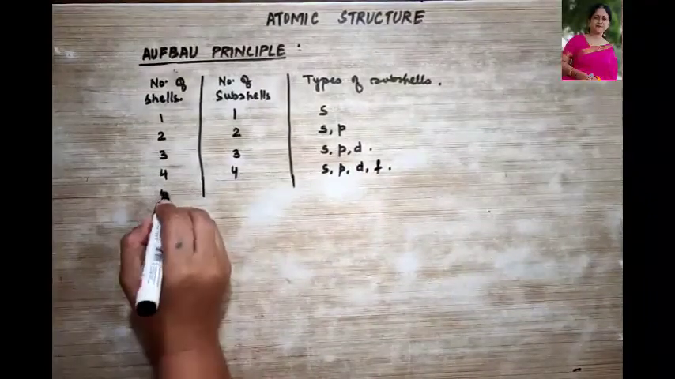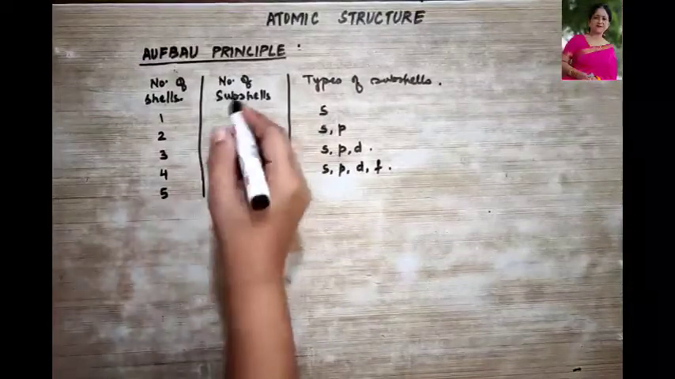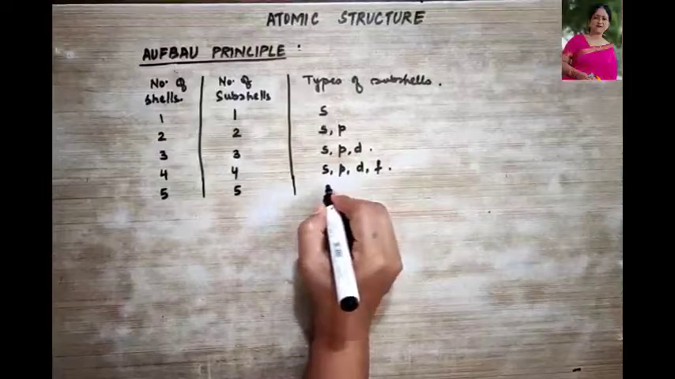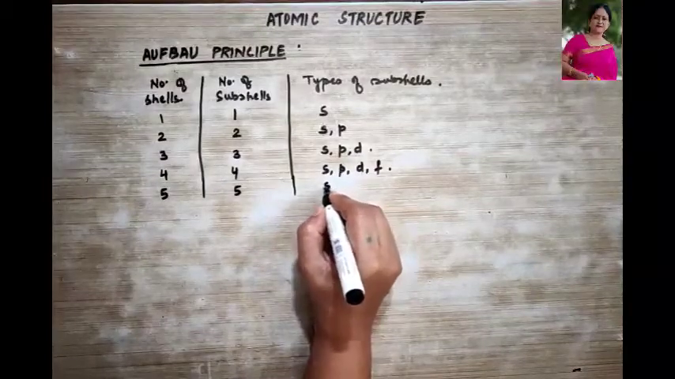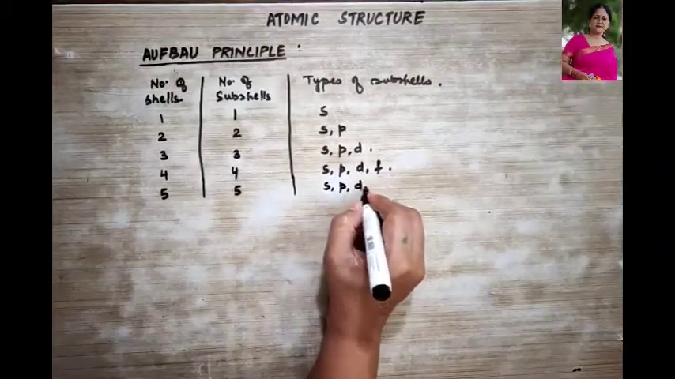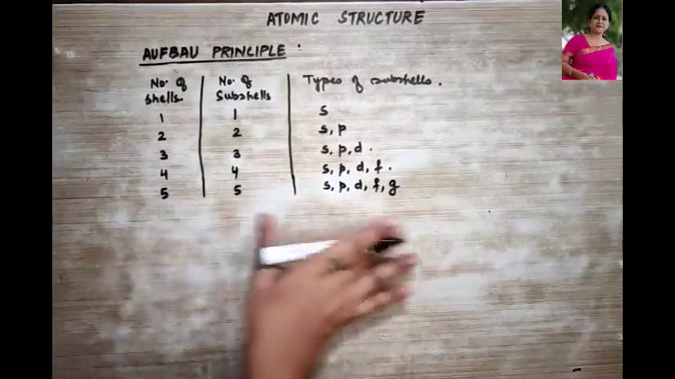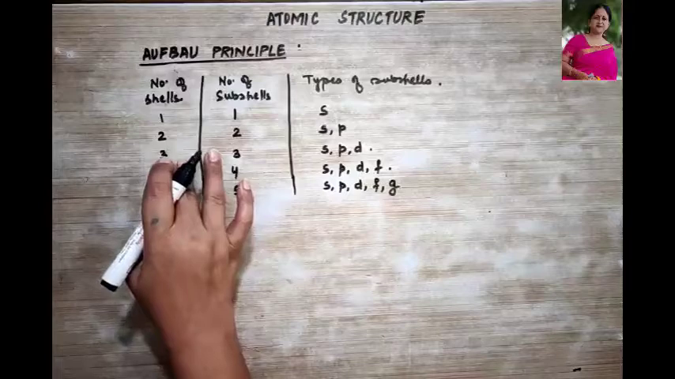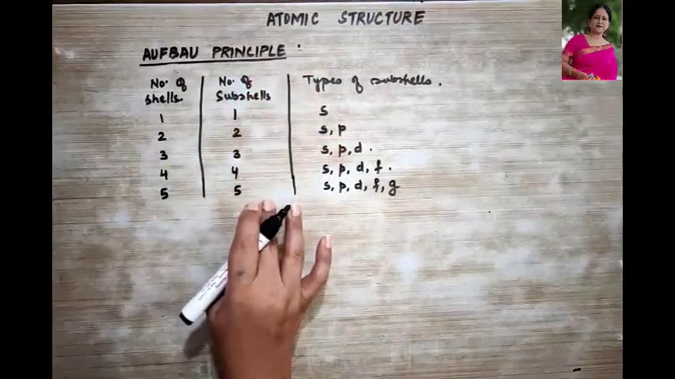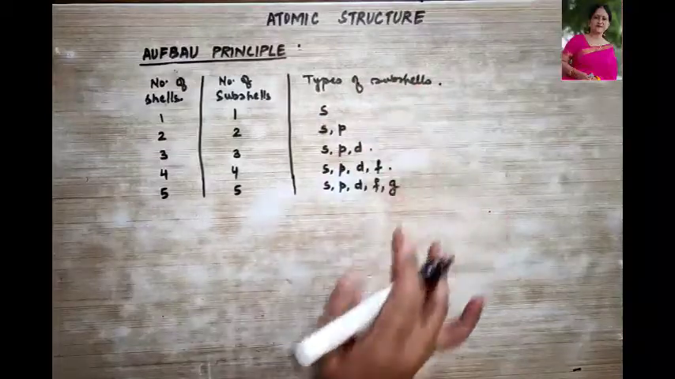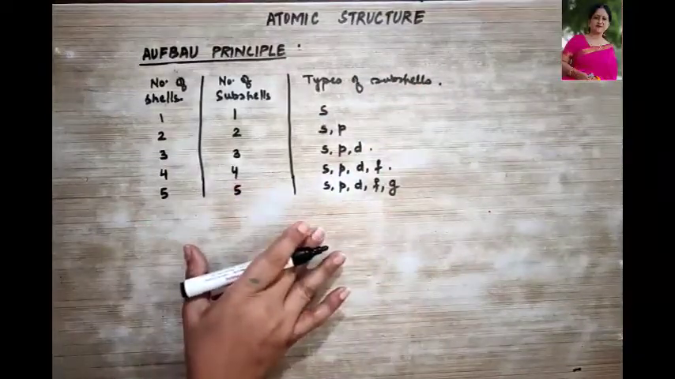If we talk about the fifth shell, then how many subshells? 5 subshells. What are those 5 subshells? Now you tell yourself. S, P, D, F, G and so on. Now this is very clear to you. The number of shells will always be equal to the number of subshells, and then you can find out the types of subshells that are found there.